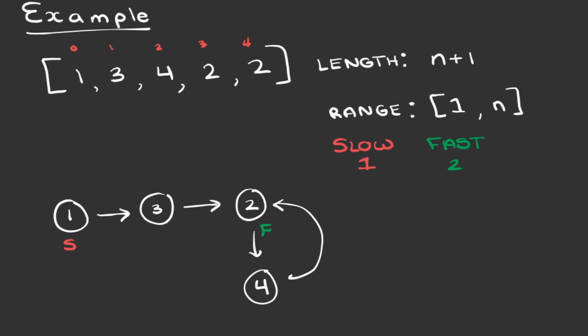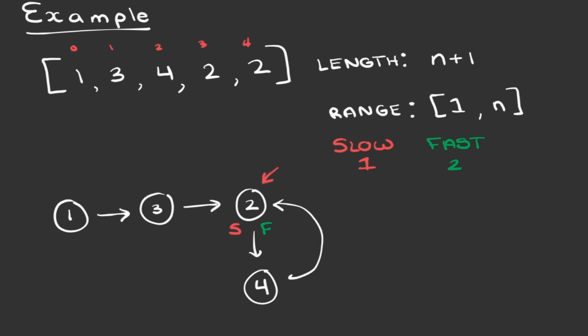So after one iteration, the slow pointer will be incremented by 1, and the fast pointer will also be incremented by 1. So the slow pointer will be here, and the fast pointer will be here. We can continue this again until the slow pointer and fast pointer meet. So if we do this one more time, the slow pointer will be here, and again, the fast pointer will be here. And exactly where the slow pointer and fast pointer meet for the second time is the duplicate value that we return.